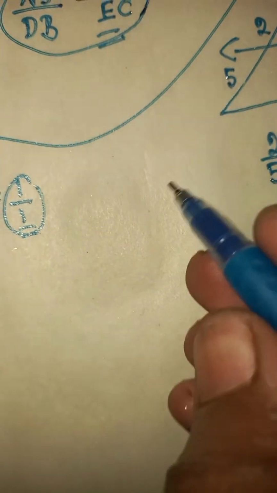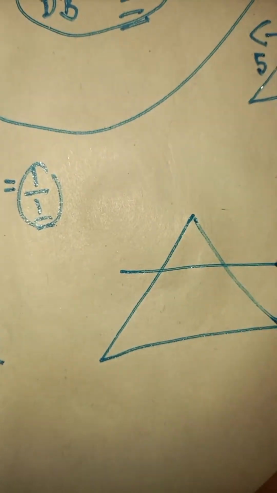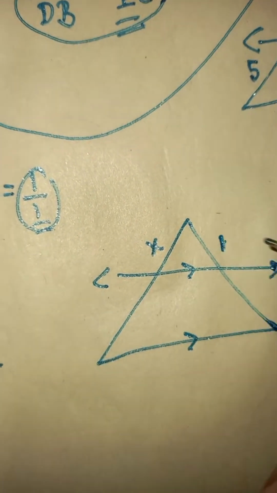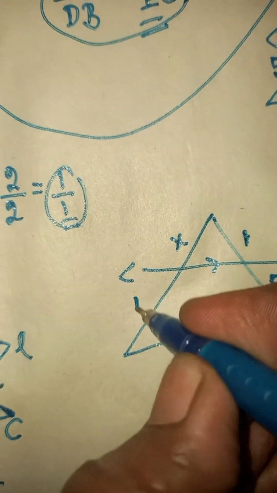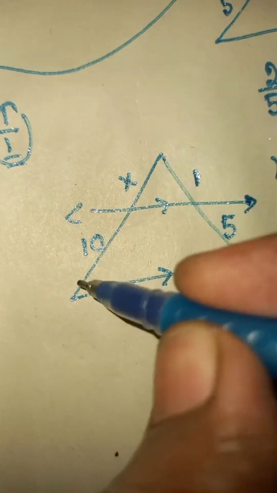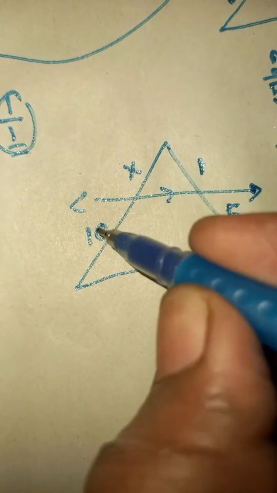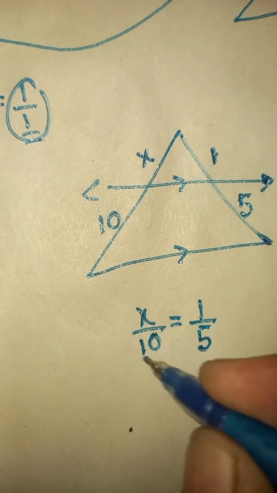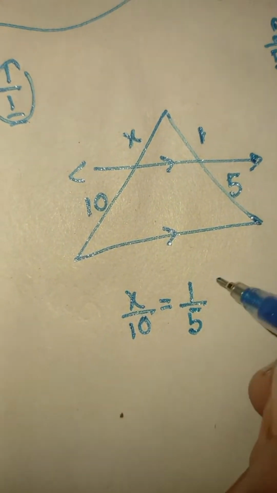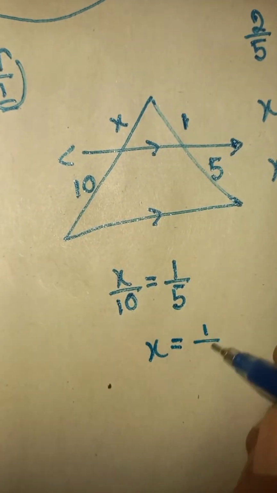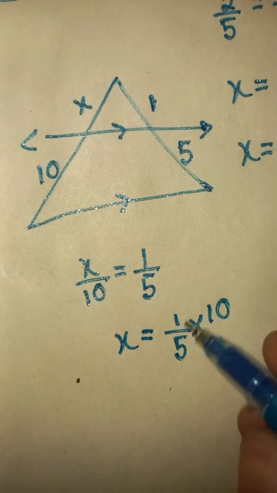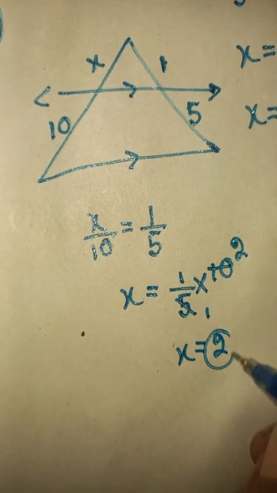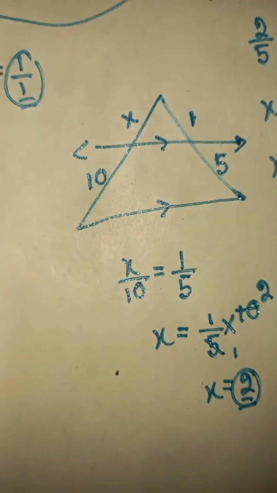You can take one more problem. Here they have given this one. Instead of this side they have given x. This line is parallel to this line. This side is 1 unit, this is 5 units, and this they have given us 10 units. Then this side and this side divide in equal proportion, meaning x by 10 will be equal to 1 by 5. Now this 10 goes from the denominator to the numerator. It becomes x equal to 1 by 5 times 10. Now you can divide: 5 ones are 5, 5 twos are 10. So x becomes equal to 2.